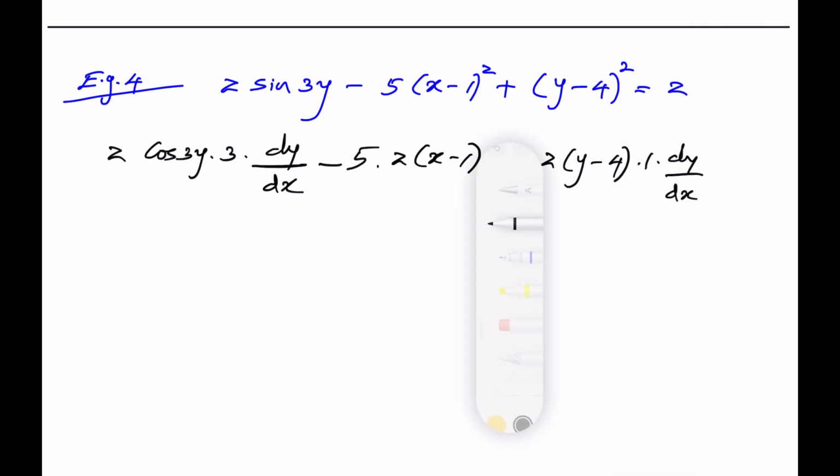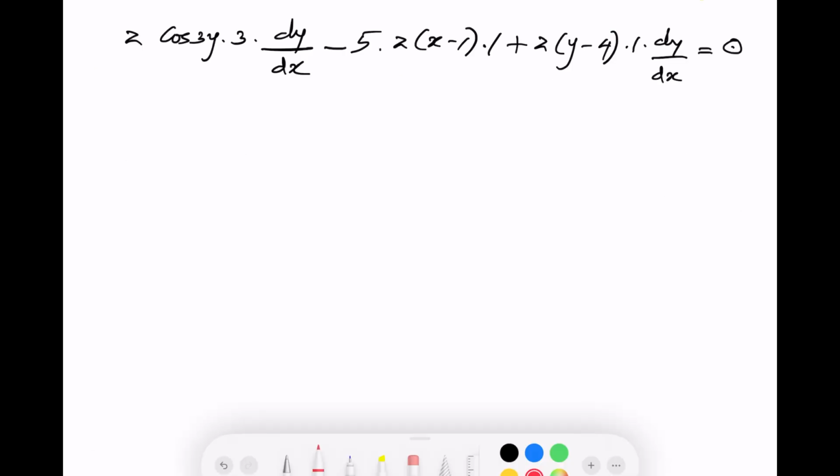On the right hand side, 2 is a constant. When you differentiate that, it will be equal to 0. Now we can easily find dy by dx. I will keep all the dy by dx terms on the left hand side, this term and this term, and then I will move the remaining term onto the right hand side. This will be moved to the right hand side. Now from the 2 yellow highlighted terms, I can factor out dy by dx.